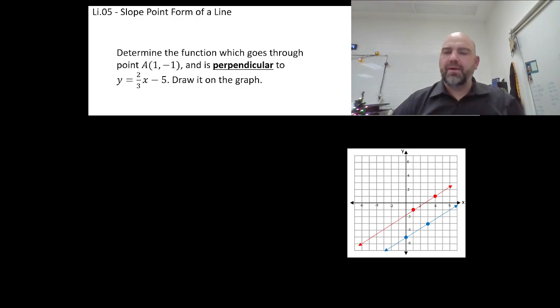All right, now that we have the parallel line, let's take a look at a perpendicular one. Can we draw a perpendicular line that also goes through (1, -1) and is perpendicular to that same line, that blue line that we looked at before? Well, let's start with the equation.